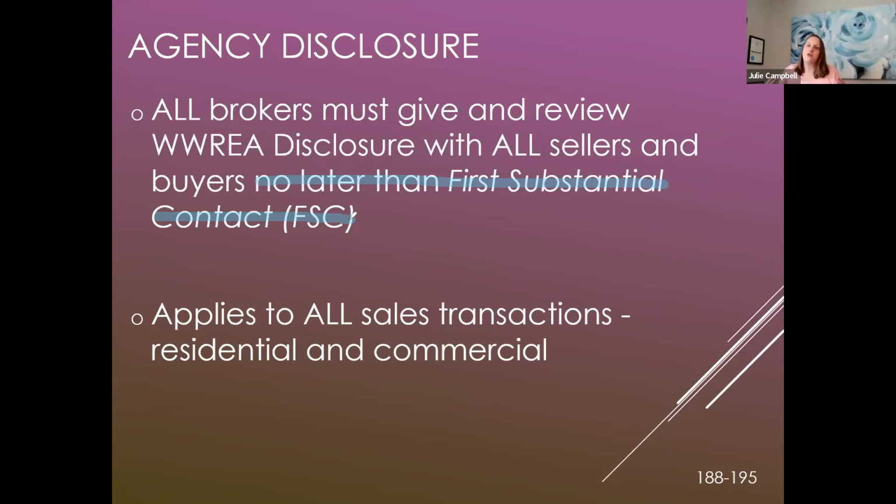When we talk about first substantial contact, this word substantial means a whole lot. As soon as we start asking for or receiving substantial information about the party as it relates to this transaction, that's it. Maybe we talk about the weather. Maybe you told me what you had for lunch today. Maybe you tell me you're thinking about buying a house one day. We've not hit anything substantial.